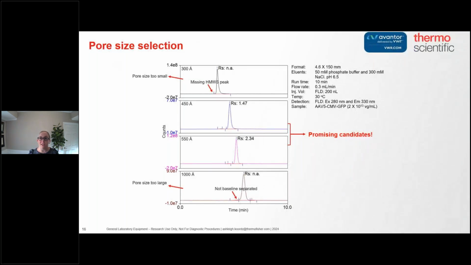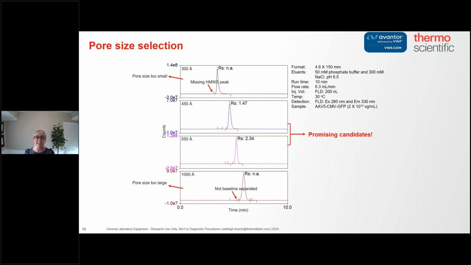So for pore size selection, there was a lot of work done at Thermo Scientific to determine what was the best pore size that we were going to bring for our new product to market. You can see the 300 angstrom, which is really better for monoclonal antibodies and other smaller proteins. The pore size is too small because you're missing those higher molecular weight aggregates. And then 450 and 550 look to be promising candidates, and so we dove deeper into those throughout the product development phases. And then we have a 1000 angstrom, where the pore size is too large. You're not seeing good baseline separation.